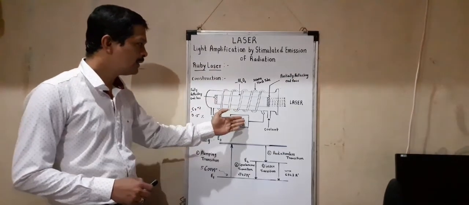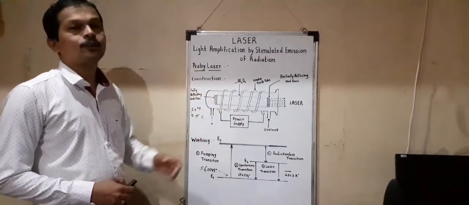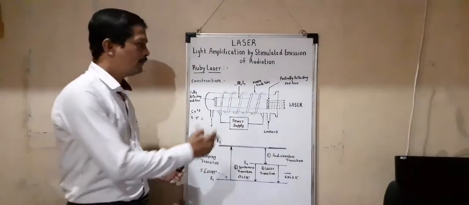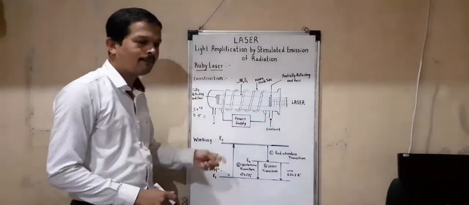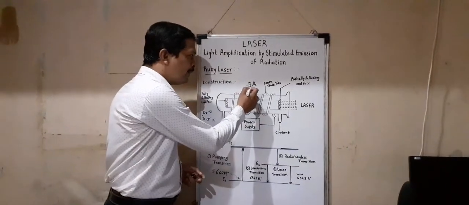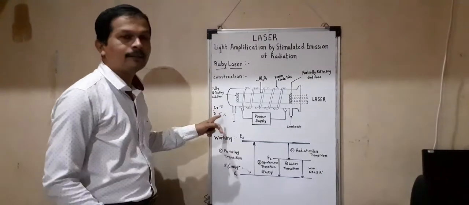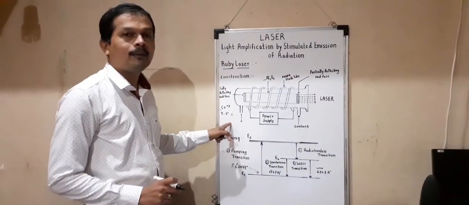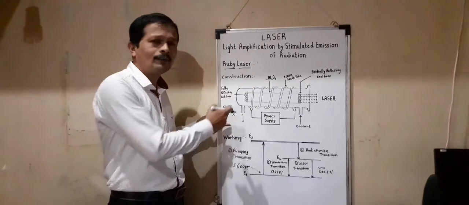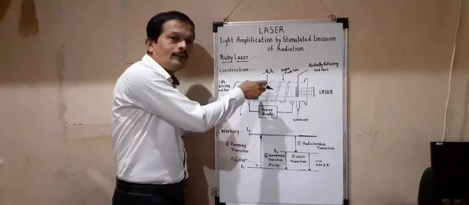This figure shows the construction of Ruby laser and here is the working of Ruby laser. In the construction of Ruby laser, the main part is a ruby rod. This ruby rod is made up of aluminum oxide in which a few aluminum ions are replaced by chromium. The percentage of chromium is 0.5% in the ruby rod, though it is only 0.5%, it is the active part of this ruby rod.